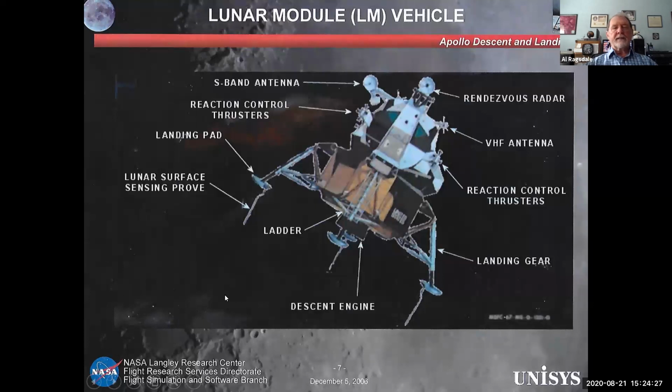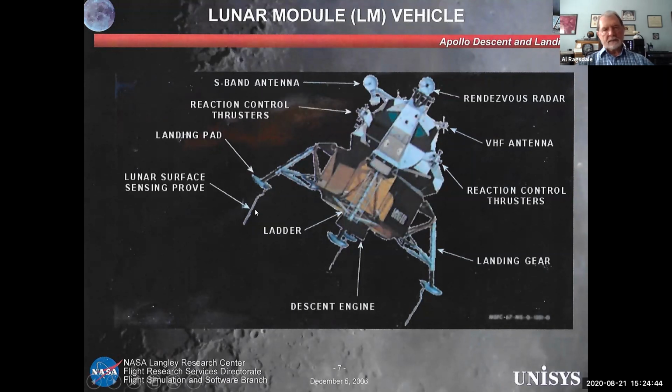Well, this was the chariot. This is the ascent stage where the crew and the computers were, and this was the stage that got them back into orbit, and I'll talk more about that later. And this was the descent stage, with the big engine in the middle of it and the ladder down the front.